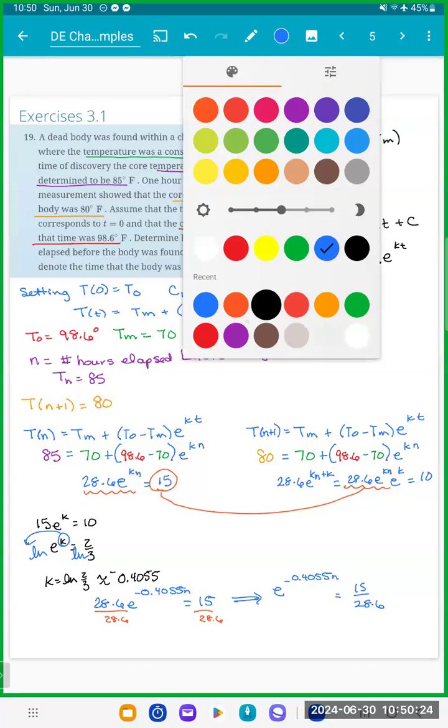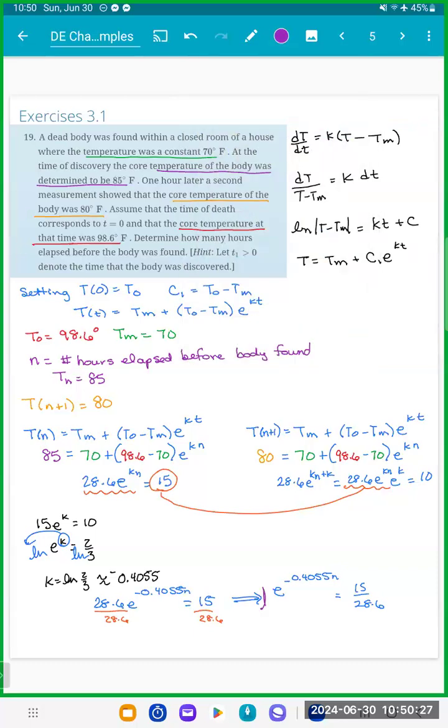Taking the ln of both sides, right? When we take the ln of both sides, we end up with -0.4055 n equals ln of 15 divided by 28.6. And so that tells me that n is approximately 1.6 hours. So that body has been dead for about 1.6 hours.